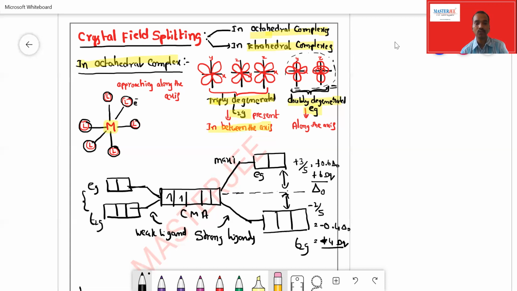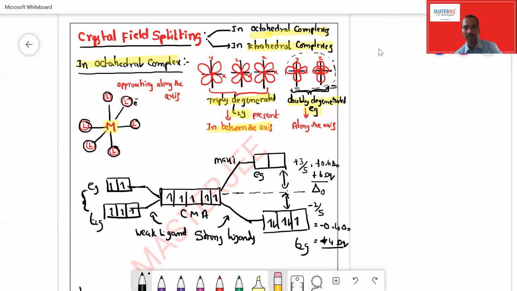Because of having the highest energy gap between these two, with maximum extent of splitting here, whatever electrons we have will first pair up, and then the remaining electrons will enter into the eg level. After pairing only, they will enter into the eg level. But here, because of the smaller energy gap, after filling this with one electron, immediately it will jump to the next level. Here pairing will take place and then distribution. Here distribution will take place and then pairing. That is the difference we have to understand in octahedral complexes.